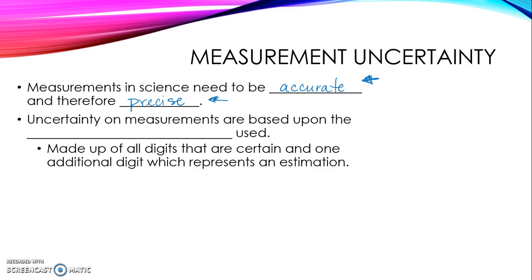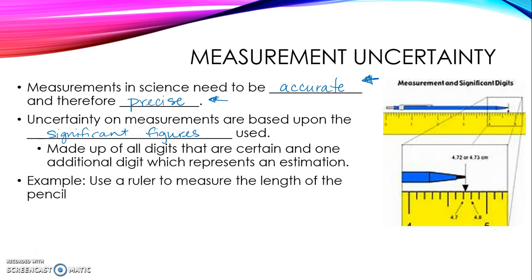So uncertainty in measurements is based upon the significant figures that are used. You'll also hear significant digits, but the significant figures that you use tell you how certain you are in your measurements. So significant figures are made up of all digits that are certain and then one additional digit that we represent as an estimation. So all numbers that you know and one that you guess.